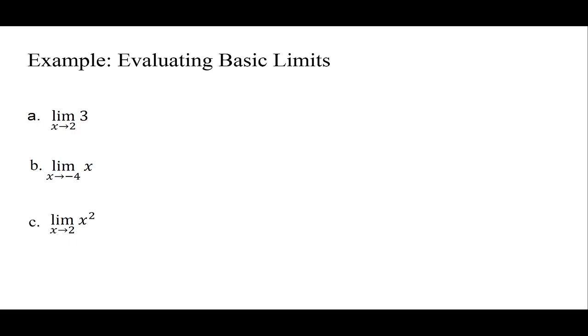Some examples. The limit for the first one, because it's a constant function, would be 3. Limit for the second one, because it's identity, you just replace x by -4. And limit for the third one, you just replace x equal 2 and you do the math here.